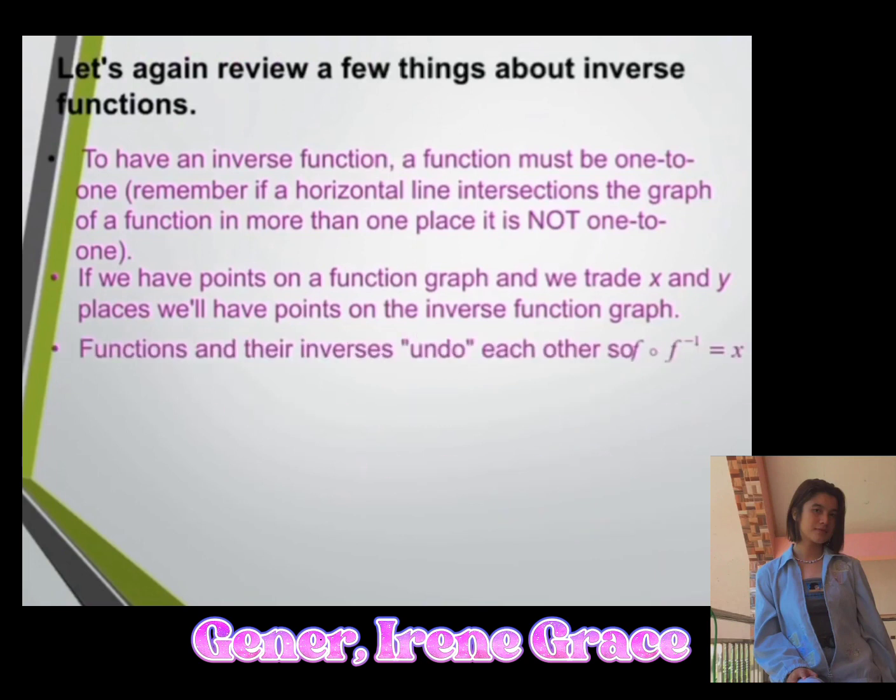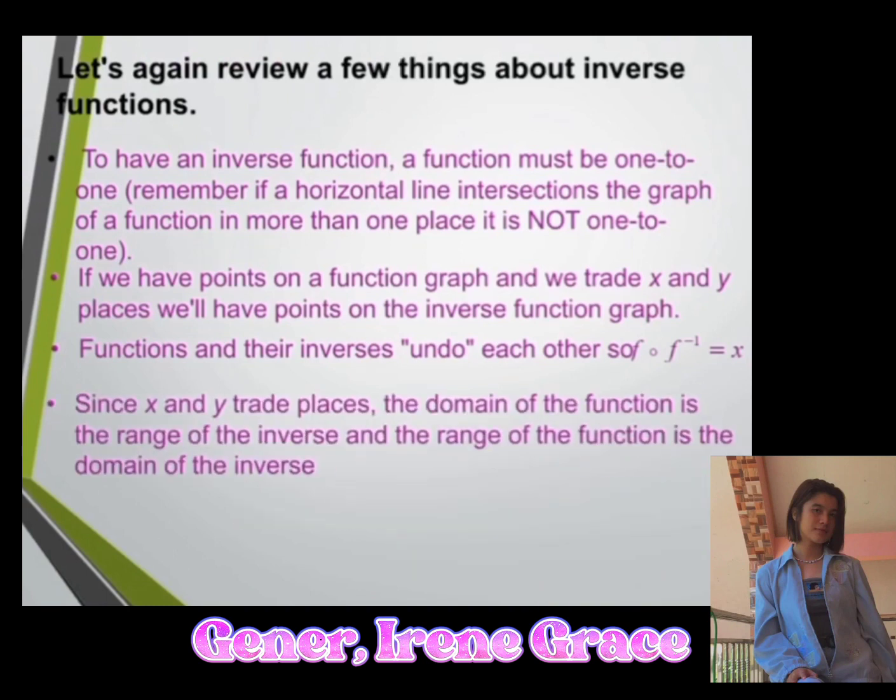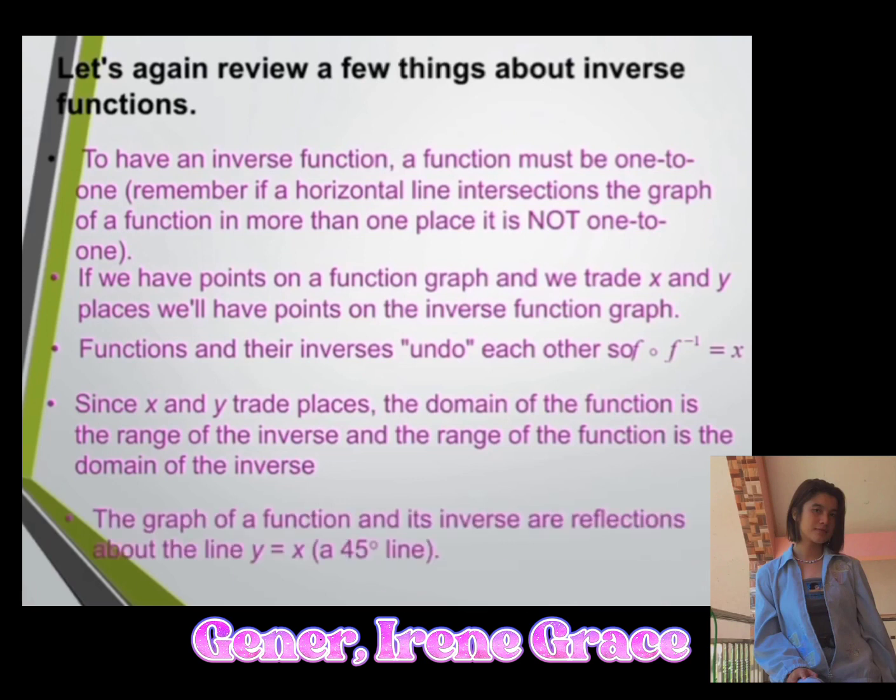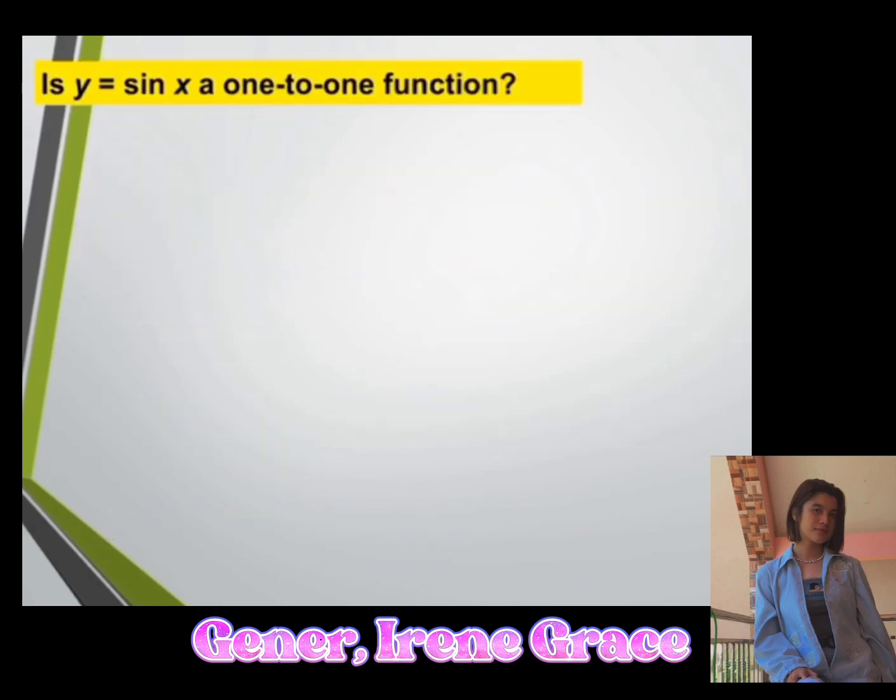The third one: functions and their inverses undo each other, so f of f raised to negative 1 of x equals x. Since x and y trade places, the domain of the function is the range of the inverse, and the range of the function is the domain of the inverse. Lastly, the graph of a function and its inverse are reflections across y equals x, a 45 degree line.